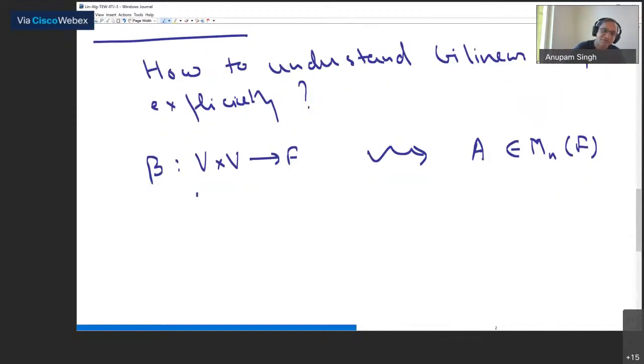And how do I do that? To associate a matrix to something, what do we do? We first fix a basis. So let's say I'm given a bilinear form.